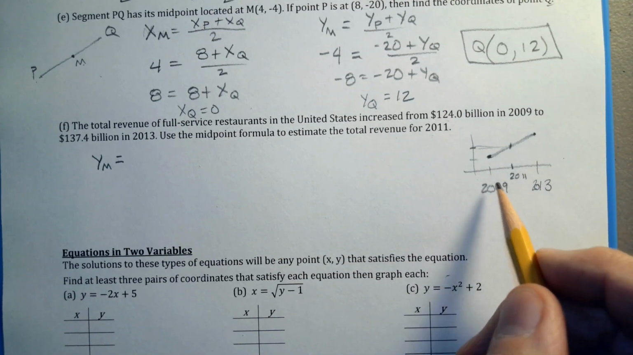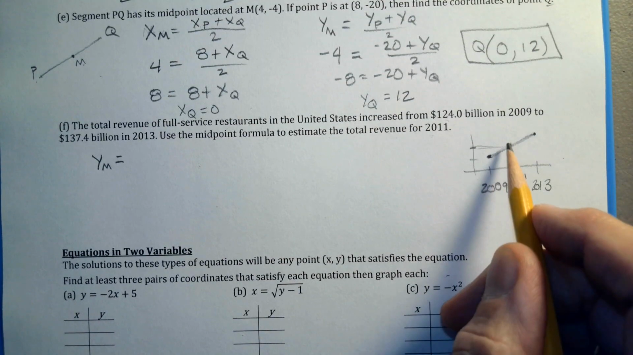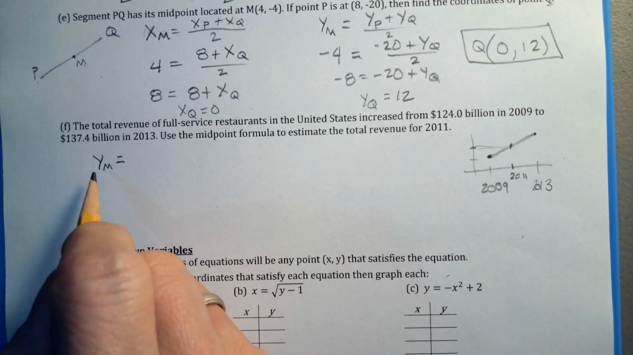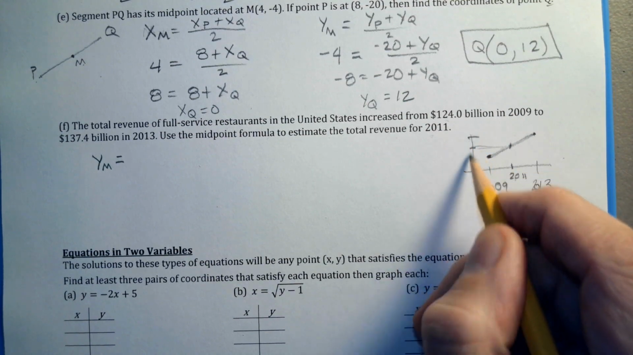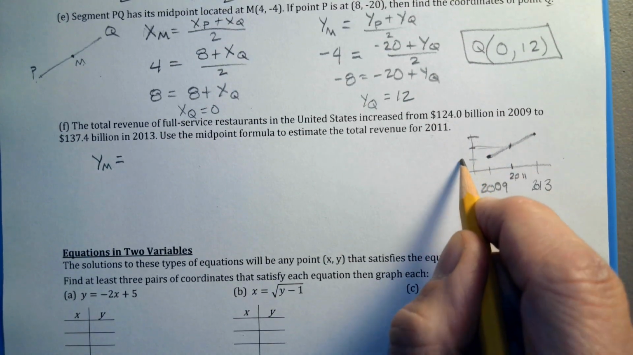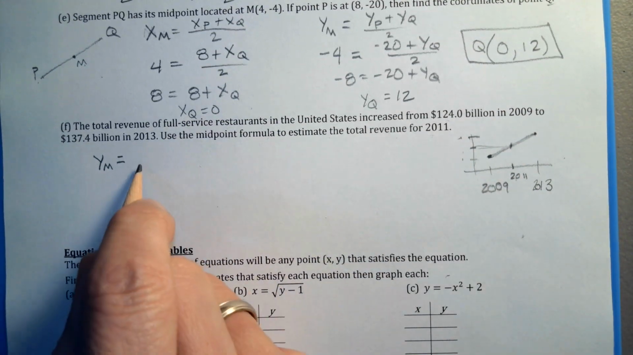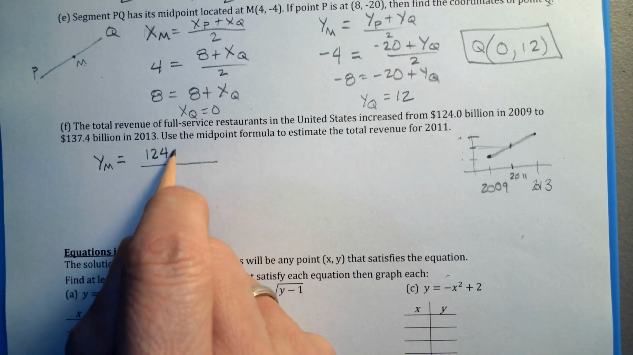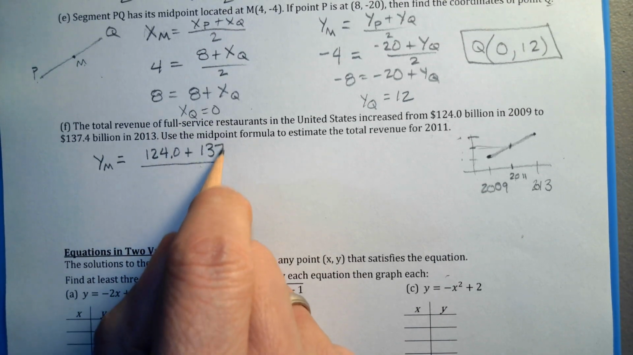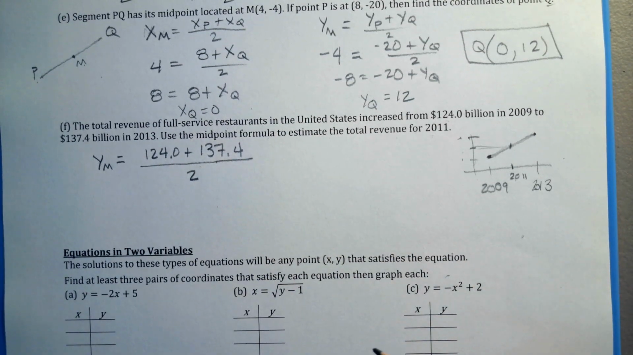We know that 2011 is midway between, so we just really need to find the y coordinate of the midpoint, and that we know these two y coordinates for 2009 and 2013, so find the midpoint of that. So simply plug those in: 124.0 plus 137.4, and we simply divide that by 2.